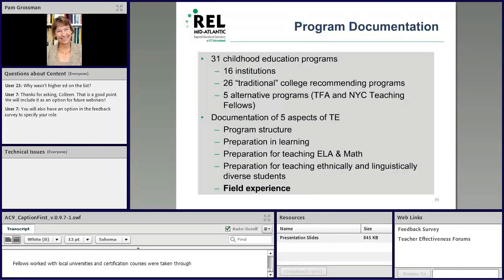We documented 5 different aspects of teacher education, including the program structure. Was it undergraduate, graduate, how long did it take, so features of structure. We also looked at the kinds of opportunities that candidates received in learning about learning and learners, specific preparation for teaching English and math, preparation for teaching ethnically and linguistically diverse students, and also the nature of field experience across all of these different programs. And here, we're looking specifically at that pre-service component. So alternative routes also have field experiences that are associated with that summer intensive preparation.